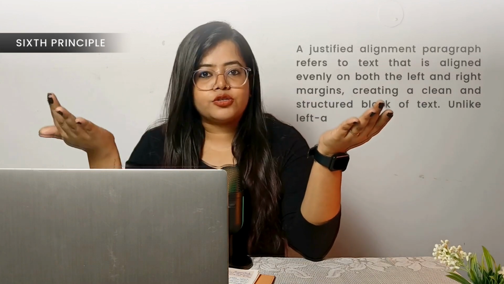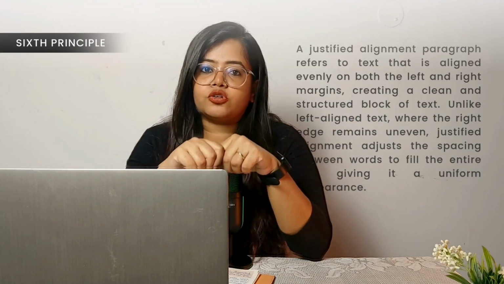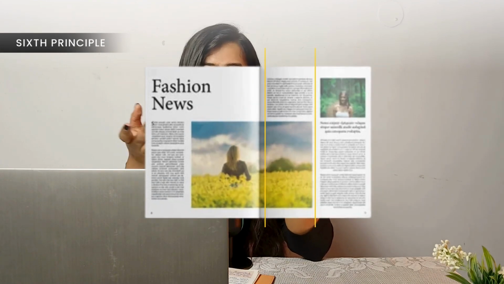And the last one is justified alignment, where all the text is equally spaced and aligned to either sides of the text box. Means it's also aligned to the left, it's also aligned to the right. Now this is most commonly used in editorial designs or your book designs.